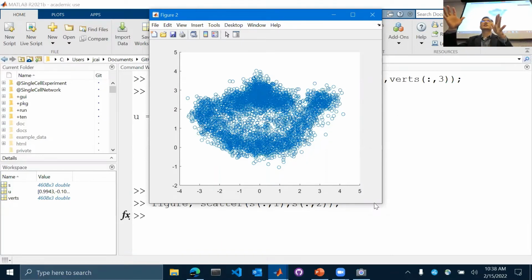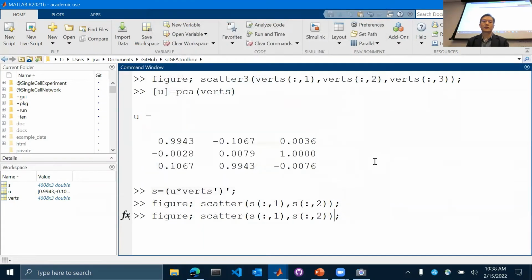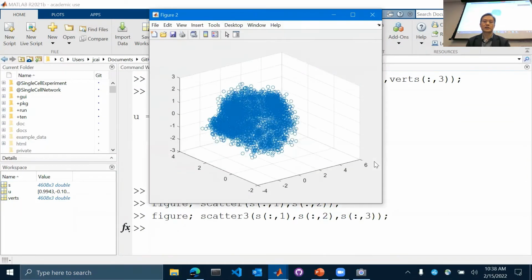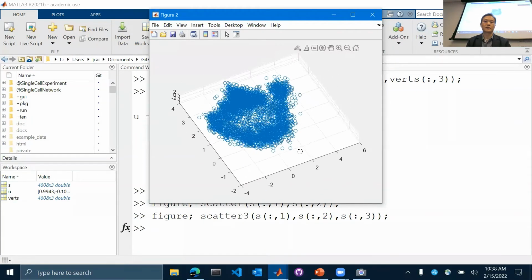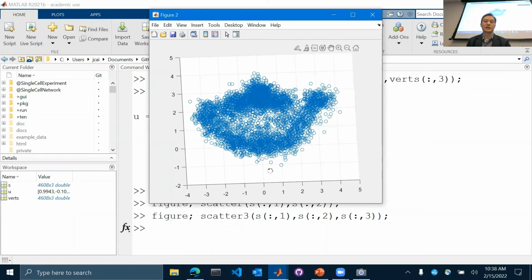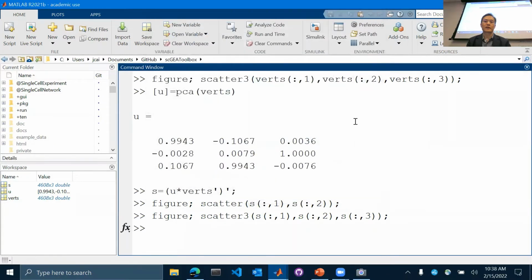That's 2 dimensions; I project and rotate them, but I only look at the first 2 dimensions of data. I can still look at the 3-dimensional data after my rotation. It's still here, but the first and the second give you the most information.